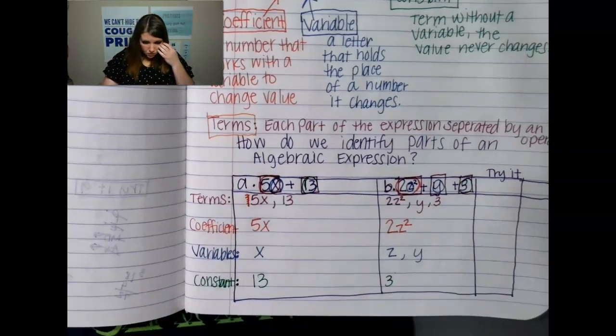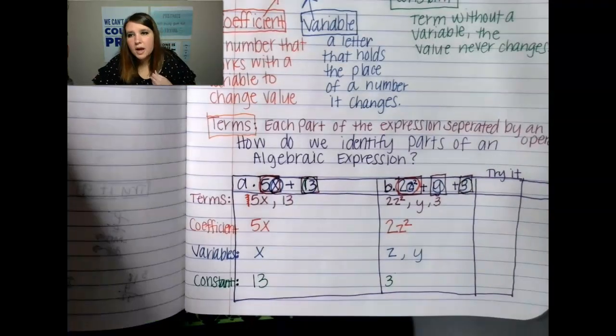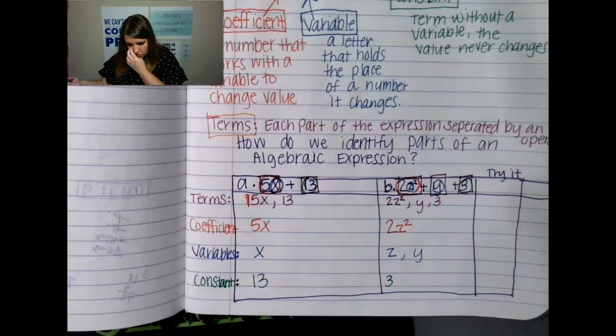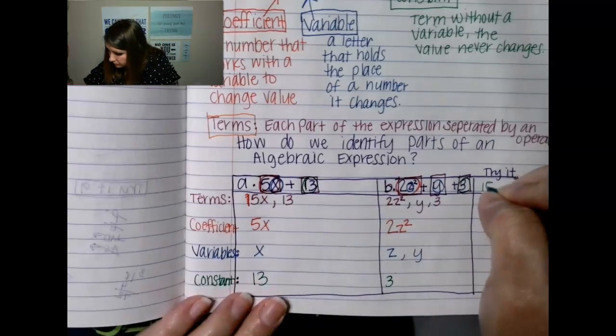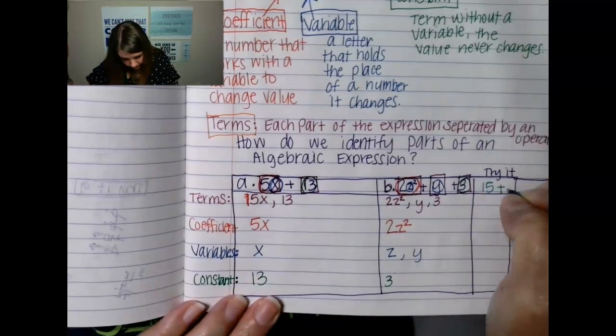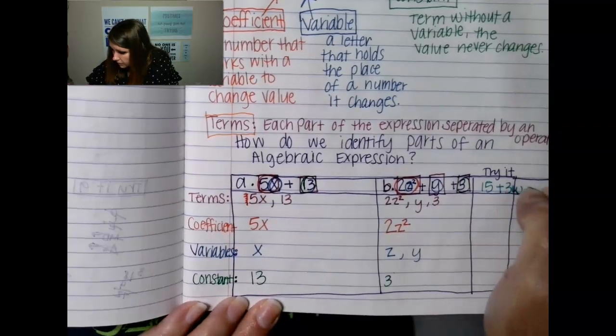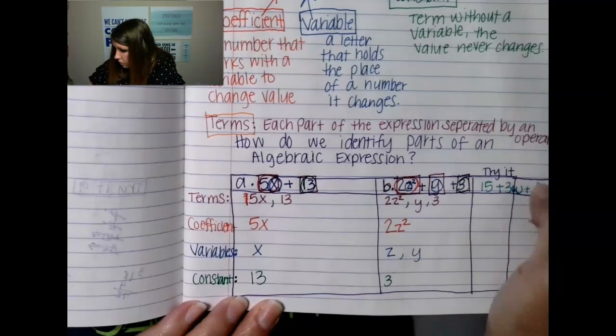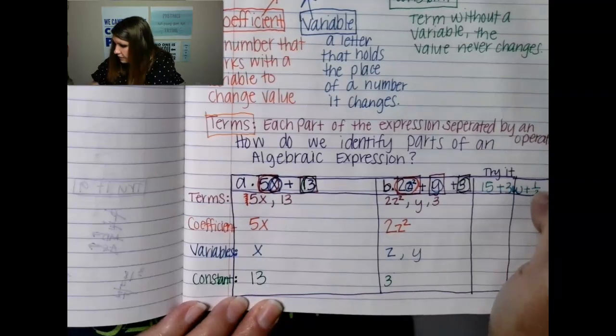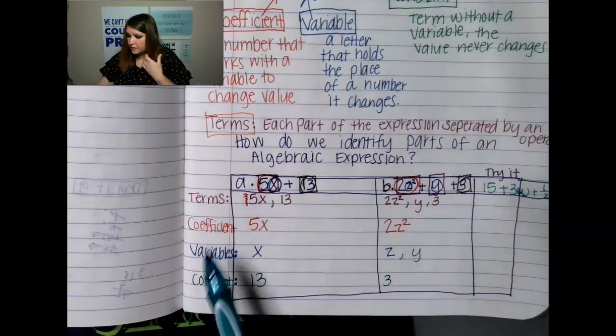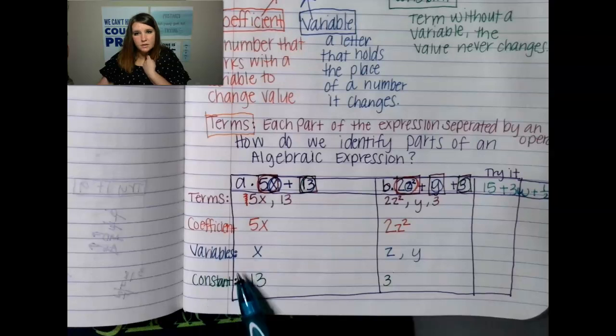Okay, it is your job now to try this one on your own. This one says 15 plus 3w plus 1/2. So find the terms, the coefficients, the variables, and the constants. Go ahead and pause the video so that you can do the try it on your own.